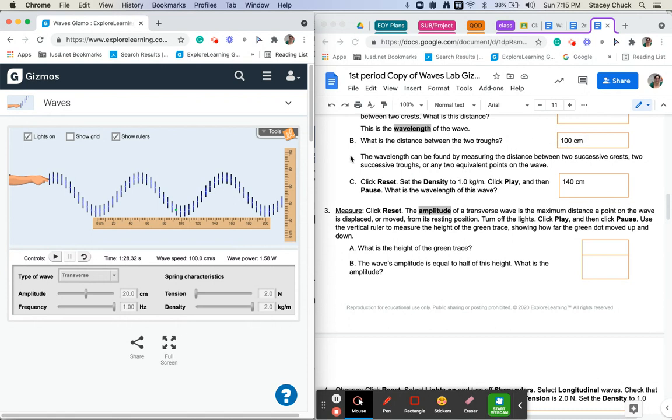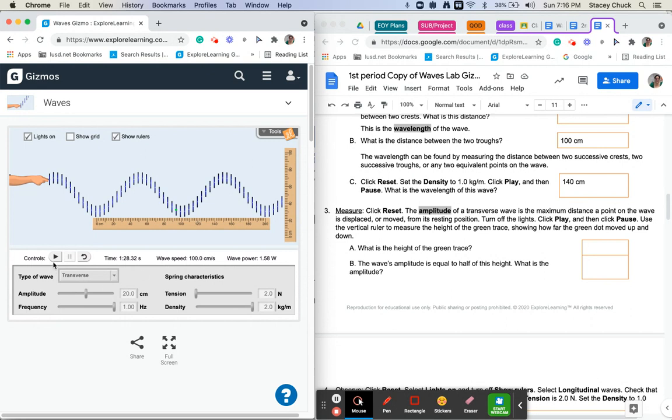Then we get this little important piece of information. The wavelength can be found by measuring the distance between two successive crests or two successive troughs. Successive means the next one, or any two equivalent points. So I could also measure halfway up this crest and then halfway up the next crest, and I get 100 again. So any two same places on a wave that are consecutive are going to give me the same measurement, and that is what a wavelength is. It's the distance between two same points in a wave that are consecutive.